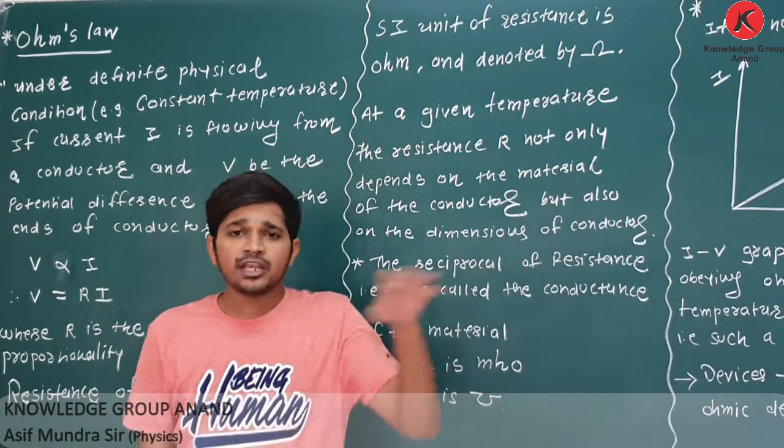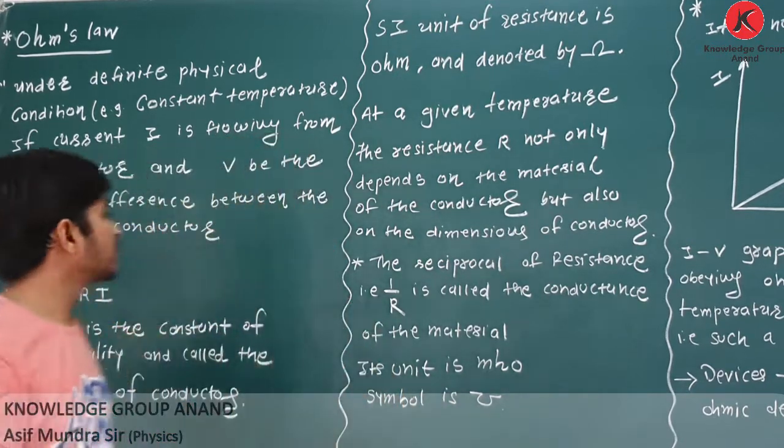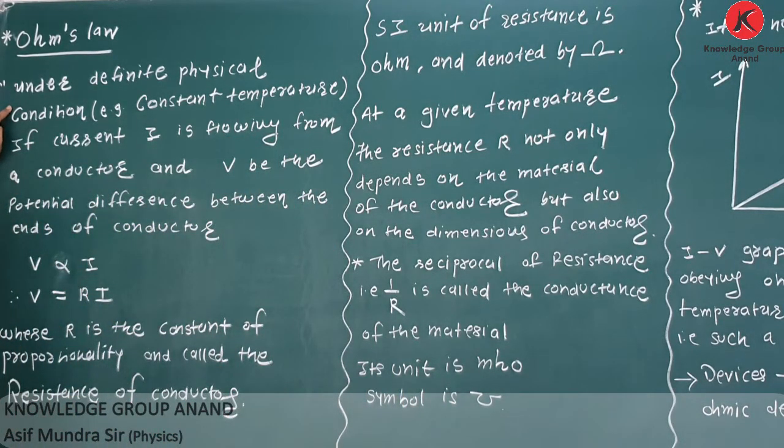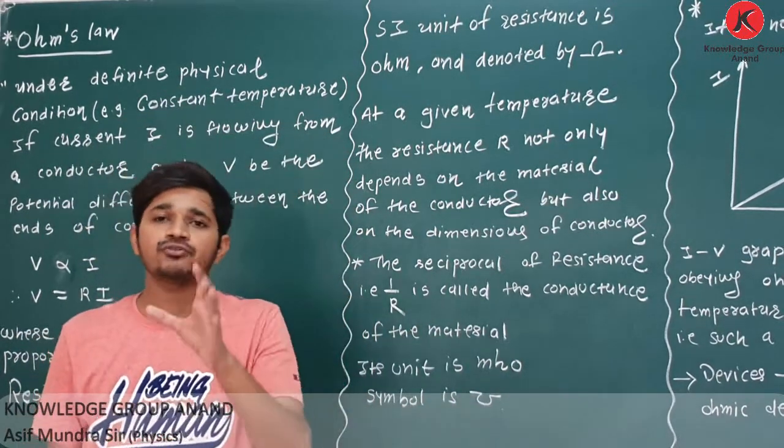That we will also prove in the practical lab. Now what is the statement of Ohm's law? Under definite physical conditions, that is at constant temperature, if current I is flowing through a conductor and V is the potential difference between the ends of the conductor, then Ohm's law states that V is proportional to I. That we have already studied in 10th. Current depends on the potential difference between two ends of the conductor.